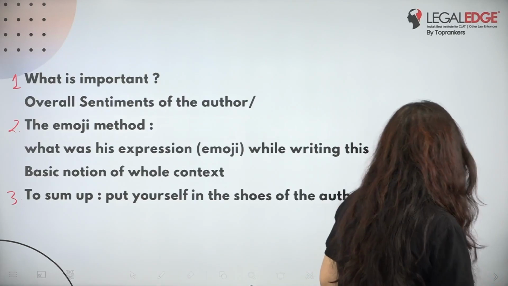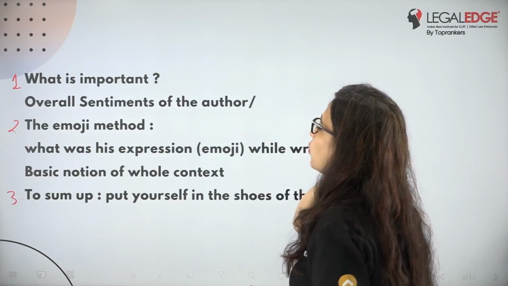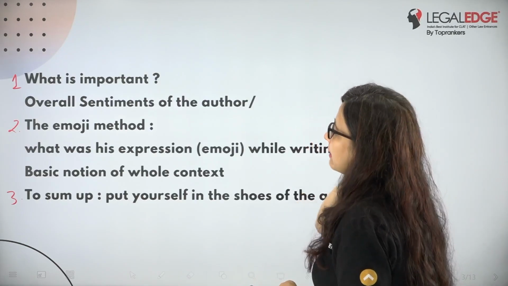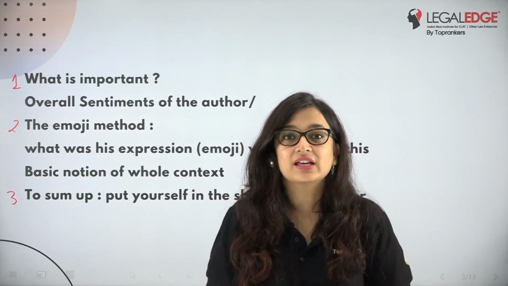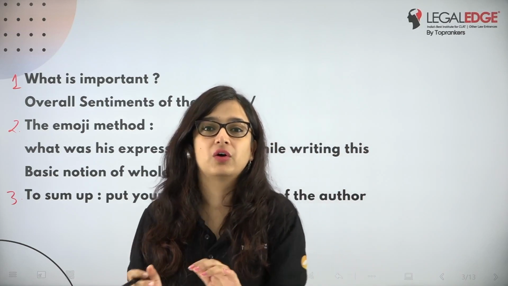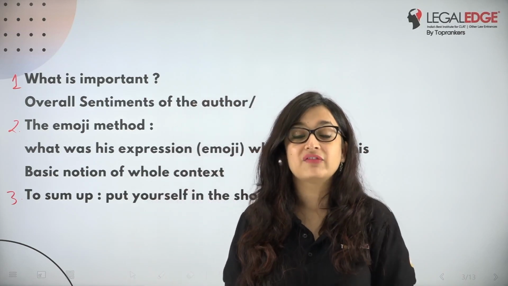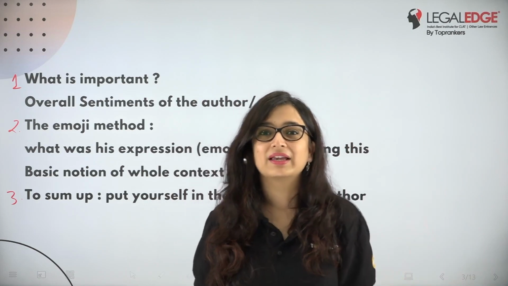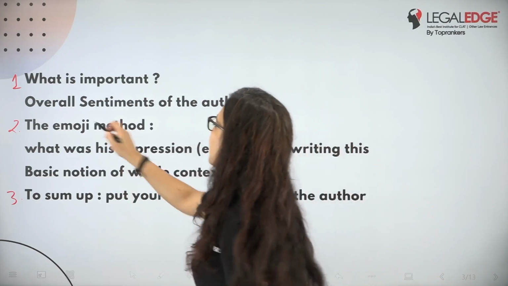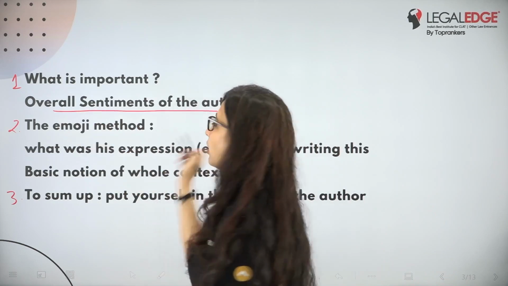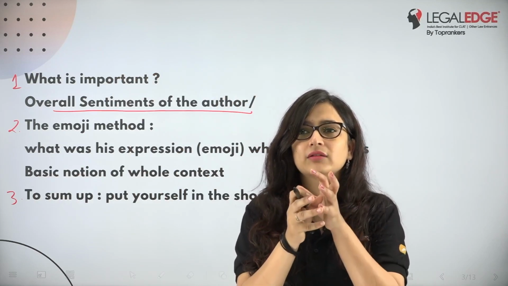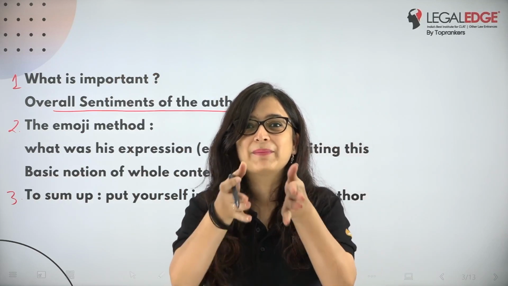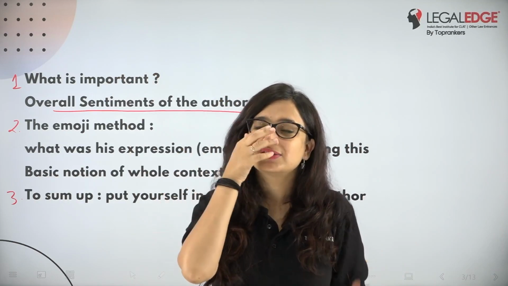Now, the next thing is what is important. What is the most important thing for us to identify the tone of the RC? The overall sentiment of the author. I'll repeat myself. The most important thing in the journey of identifying the correct RC tone is to identify the overall sentiment of the author. We should have a complete overall idea of what he was feeling when the author was writing this passage.